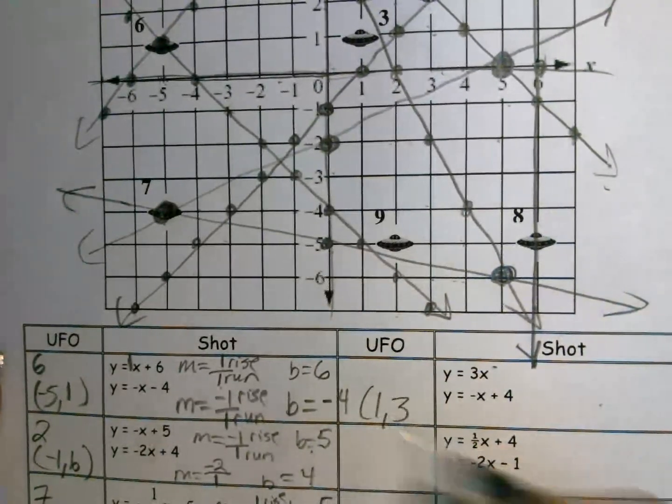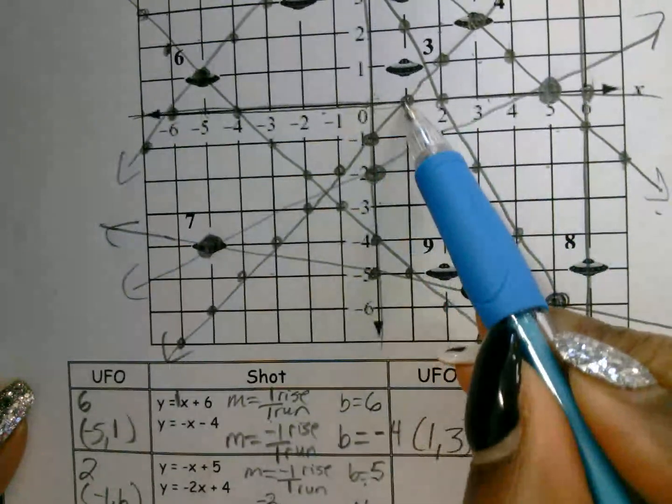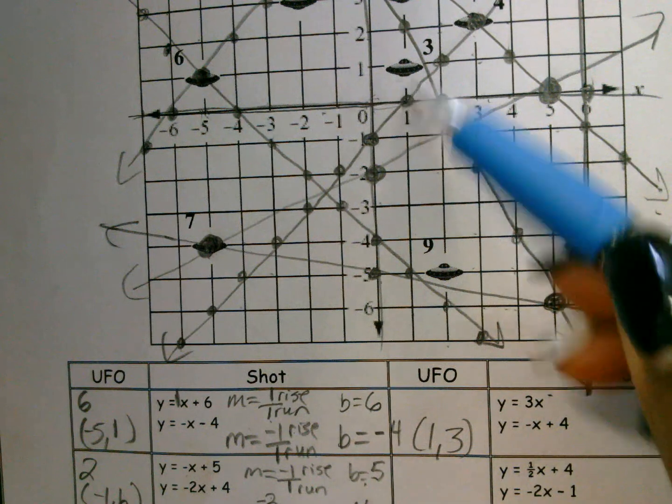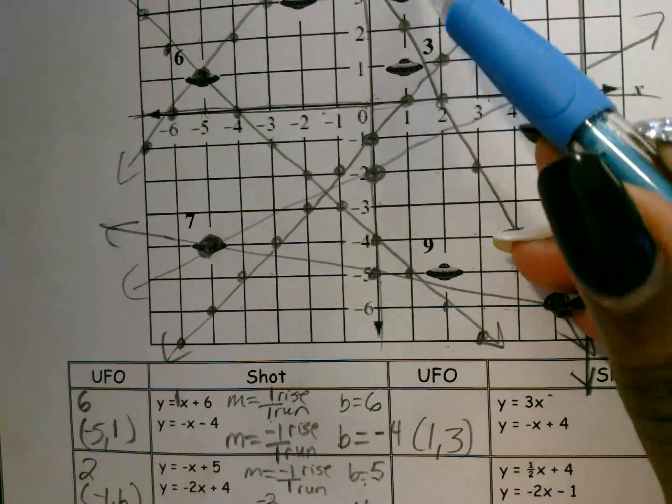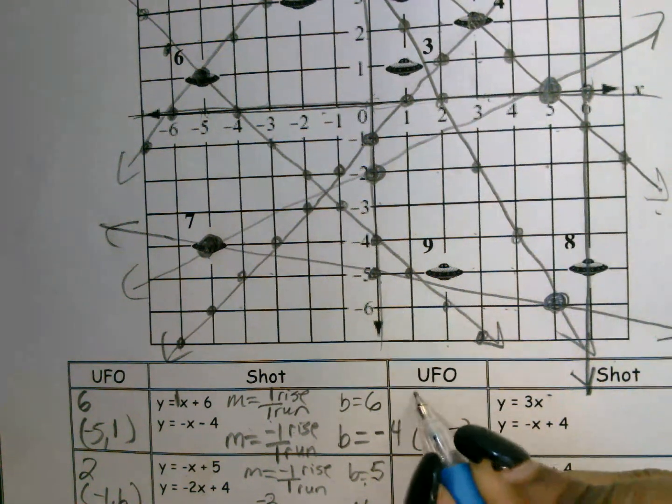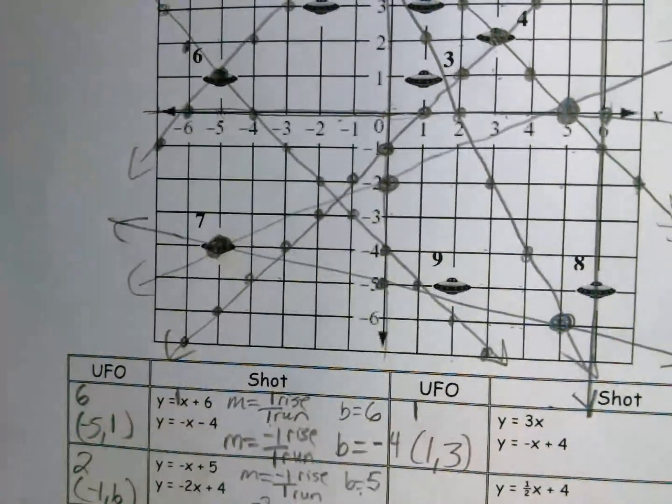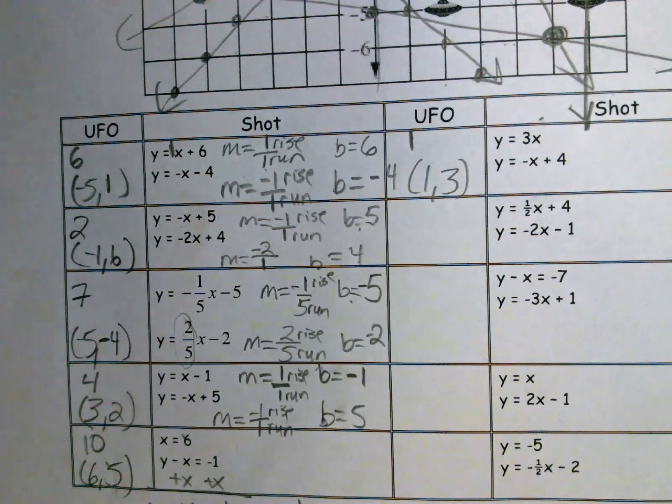1, comma 3. So 1 and then up 1, 2, 3 is UFO what? Lord, please help me, Jesus. So this one should be 1, comma 3.